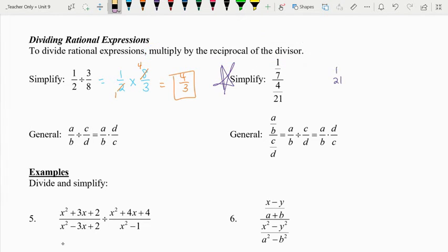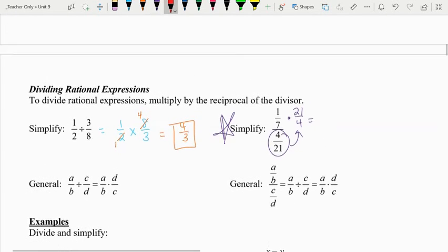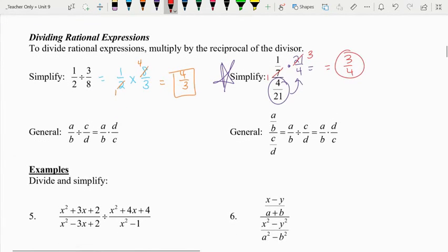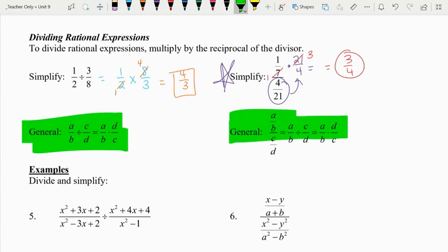Or you can think about, all right, I need to rewrite this so the denominator moves up. Well, in order to do that, we're going to flip it around. So we would flip it around and then we would multiply. Again, we can cancel. So this could become a 1 and a 3. And our final answer would be 3 over 4. Okay. So again, keep, change, flip, multiply by the reciprocal, whichever way you feel like is easiest for you to remember. Okay, here's the general formula for them both.